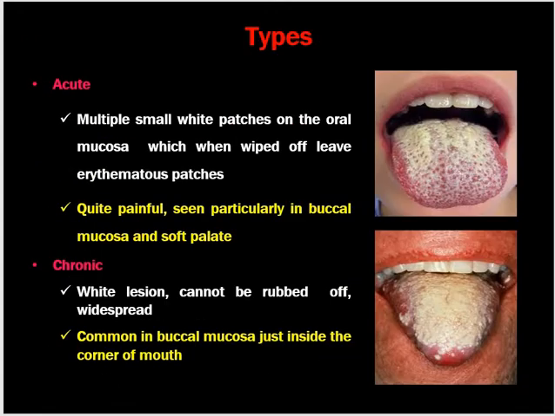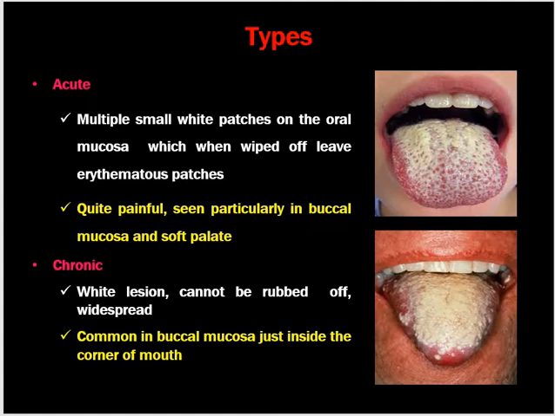Oral candidiasis can be classified into acute and chronic stages. In the acute stage there will be multiple small white patches on the oral mucosa, which when wiped off leave erythematous patches. You can see here, this is the acute stage of oral candidiasis. This is the white patch as you could see previously on the breast of the thrush. They are quite painful. They are seen particularly on the buccal mucosa and soft palate. You can see it in the oral cavity, on the tongue also.